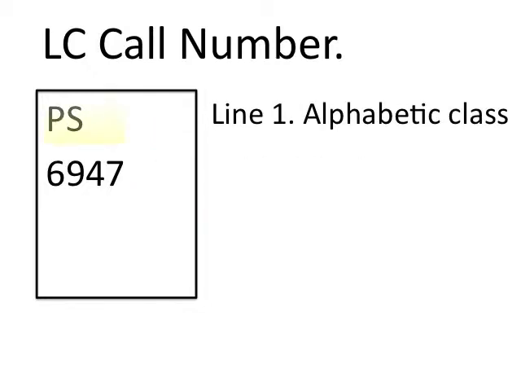Line 1 is called the alphabetic class and consists of 1, 2, or 3 capital letters. Groups of 3 letters occur only when the first letter is K. Arrangement is alphabetic.